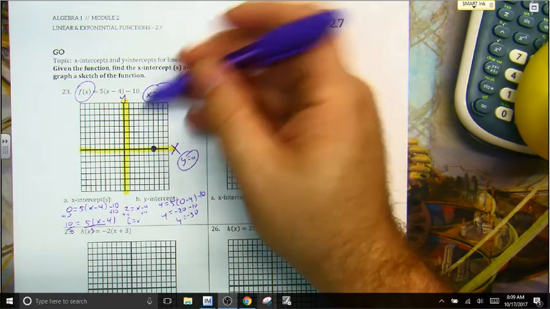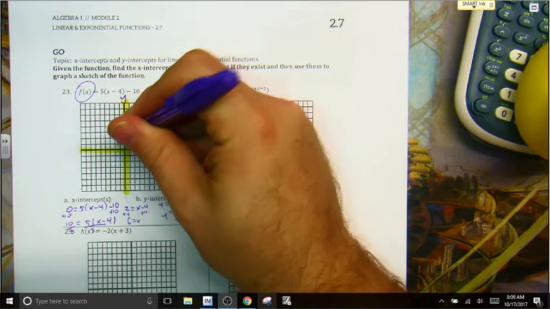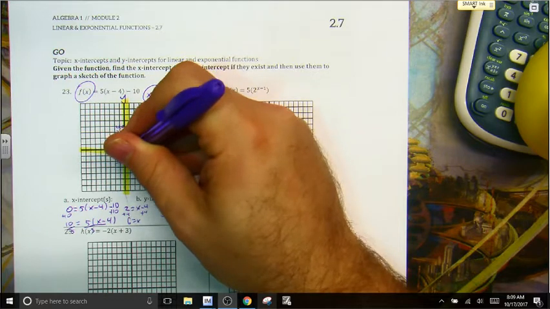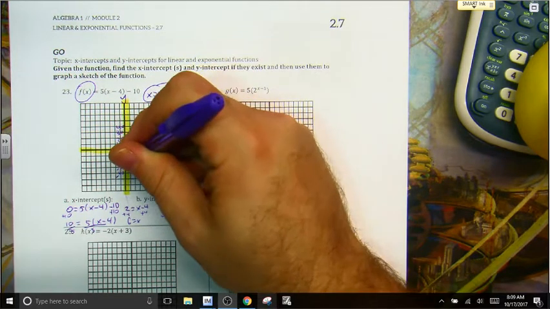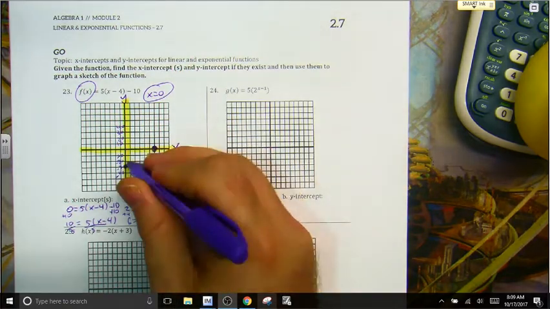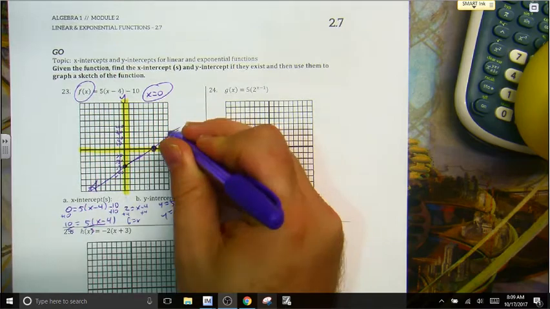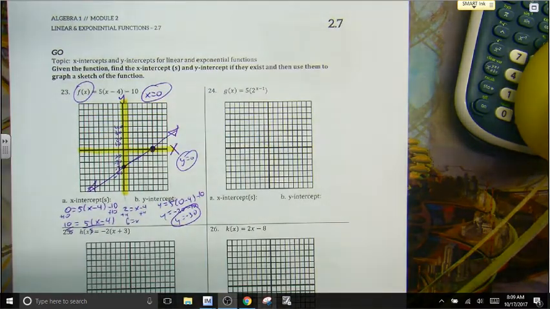When I scale my graph, let's just say each of these is 10. So 10, 20, 30, 40. Negative 10, negative 20, negative 30, negative 40, and this is negative 30, so it's going to cross right there. So that's what my line will look like. Okay. But because this number was so big, I had to scale my graph. Don't forget to scale your graphs.